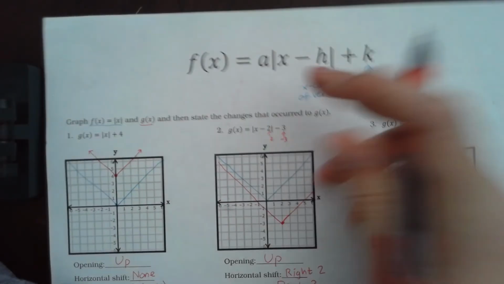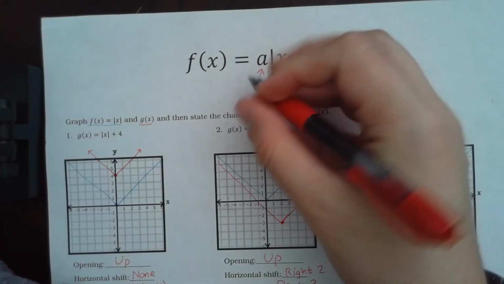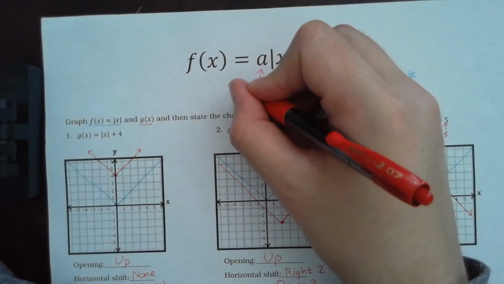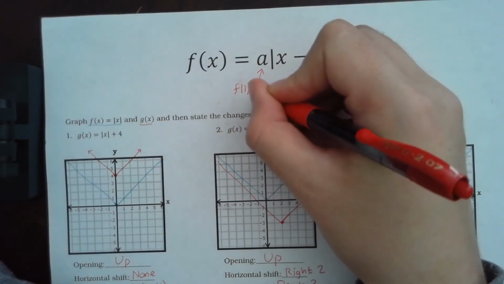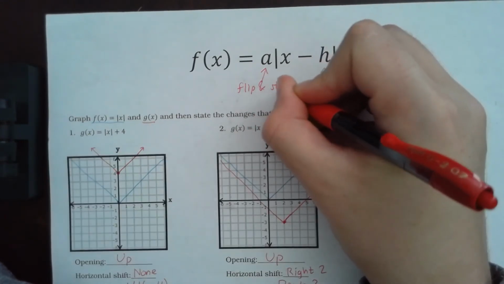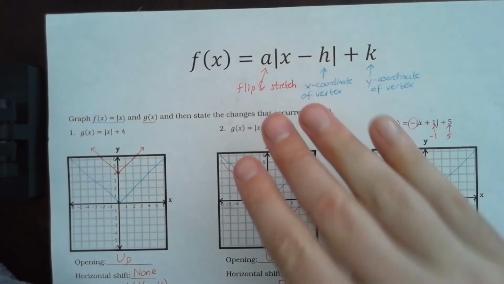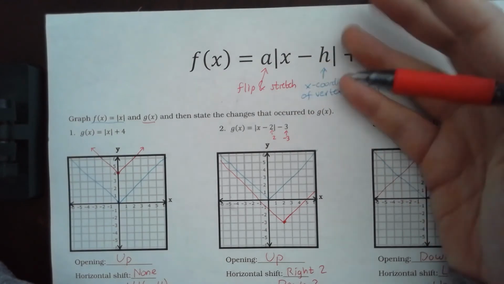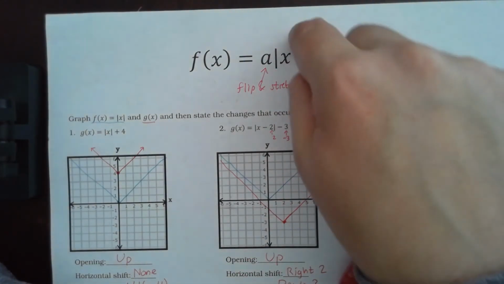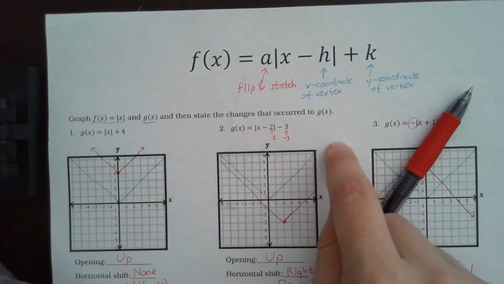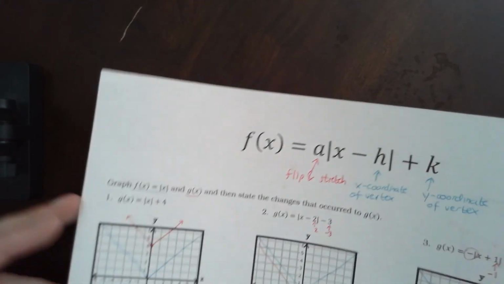Let's go ahead and go back to A, and that's going to tell us our flip and stretch. So it's going to tell us whether it's upside down, like flipped over the x-axis, and whether it's stretched this way or this way. All right, that is it, guys. That's all we have to know about absolute value. So congrats. Good stuff on the notes. No notes tomorrow.